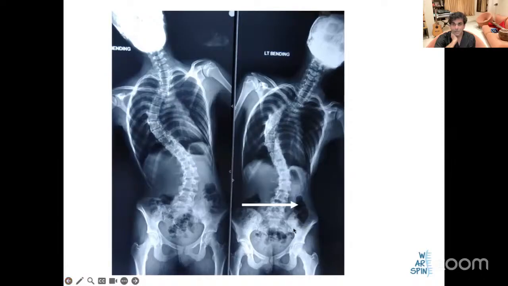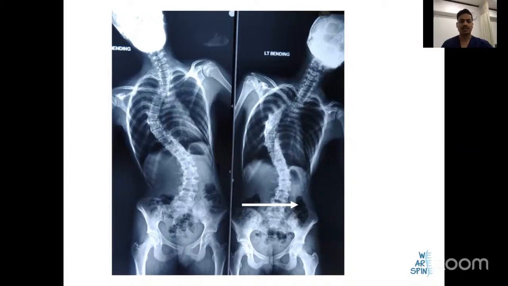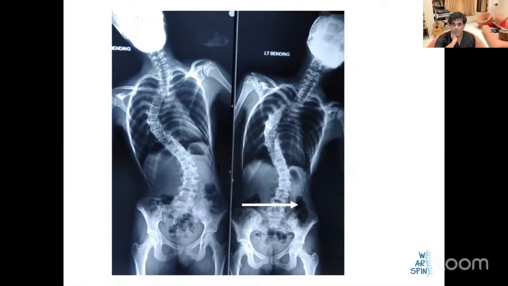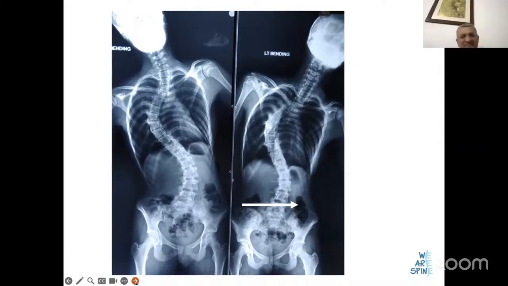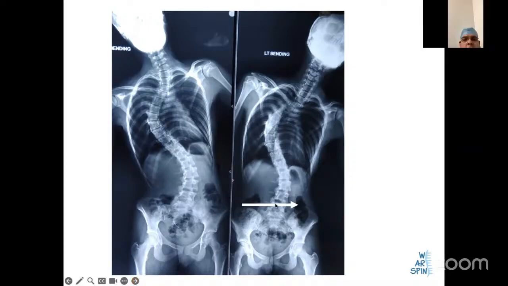I think the lumbar curve is significant and she has a lumbar crease also. Yes, the crease is significantly there. The thoracic curve is also quite a large entity. It's not a small, easy, flexible curve. I would do both curves. Same here. LIV, L3.